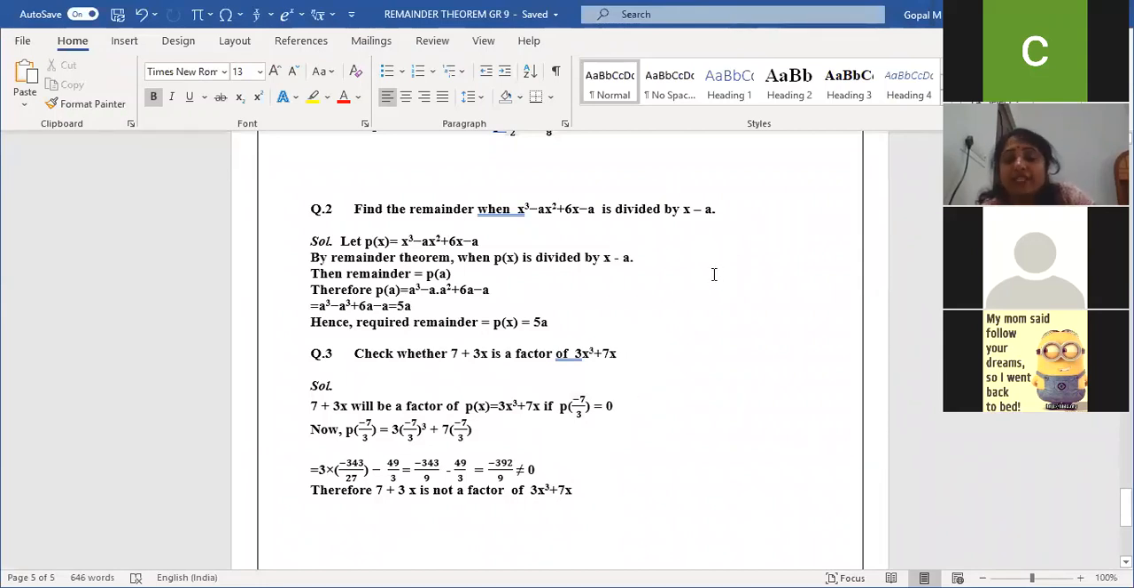So 2 is a factor of 6, right? Yes, ma'am. Even 3 is also a factor of 6. So what they're asking is, if we divide 3x cube plus 7x by 7 plus 3x, if we get remainder 0, then 7 plus 3x is a factor.